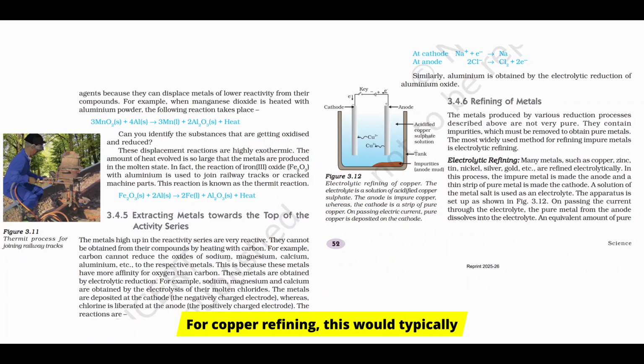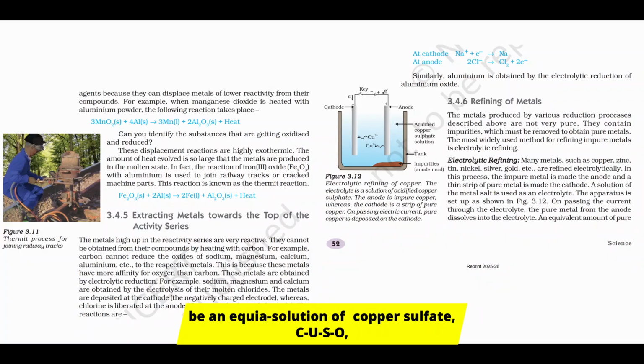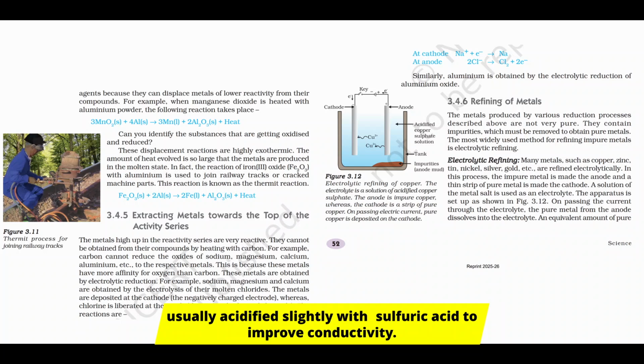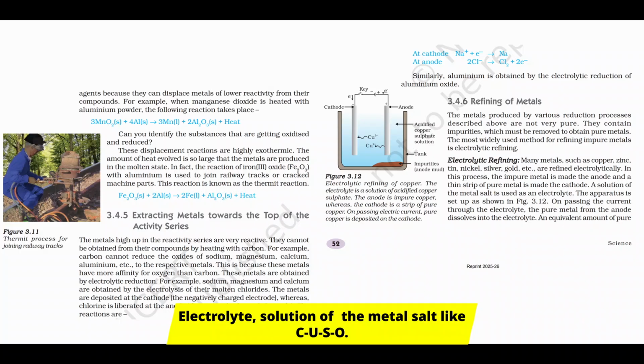For copper refining, the electrolyte would typically be an aqueous solution of copper sulfate, CuSO4, usually acidified slightly with sulfuric acid to improve conductivity. Electrolyte: a solution of the metal salt, like CuSO4. Now, the mechanism works beautifully like this.